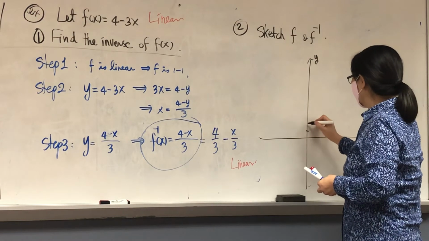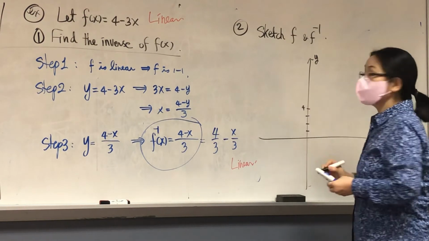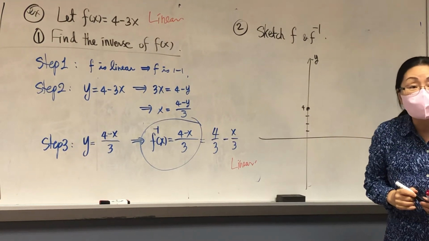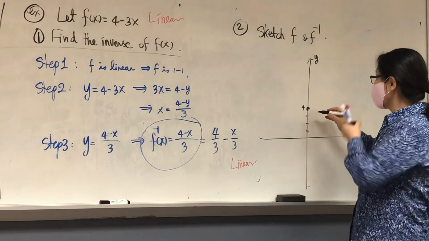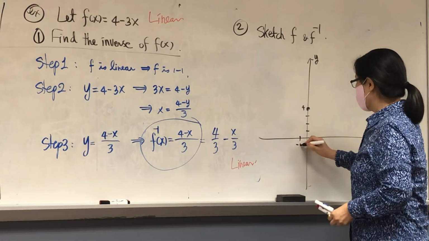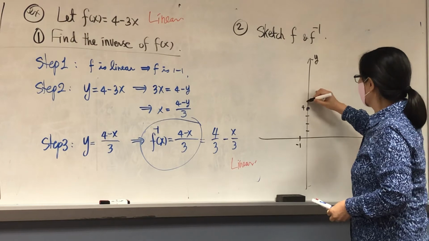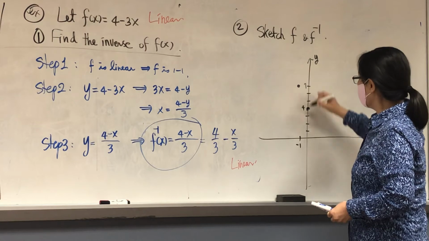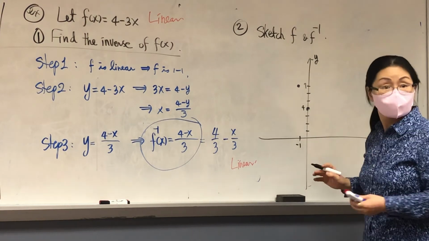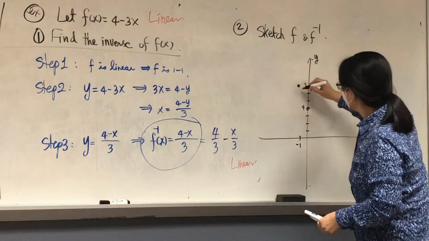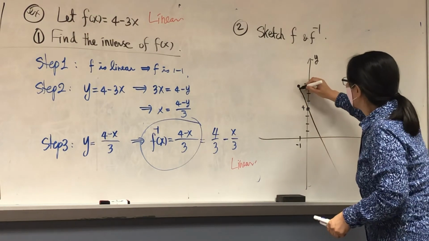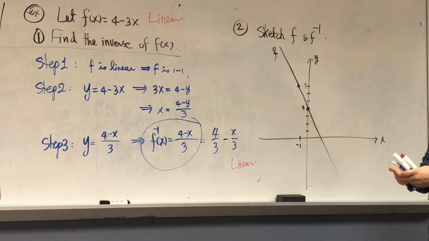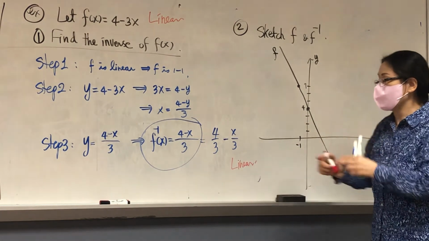And inverted. Your y-intercept is 4. Am I right? Yes. And your slope is what? Negative 3. So what does that mean? Am I right? Yes, because the slope is negative 3. This is your graph of f. Yes? Now, what is your graph of f inverse?